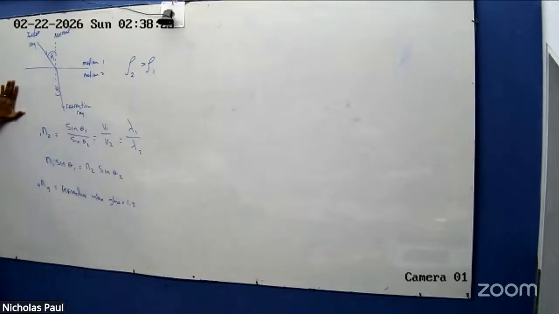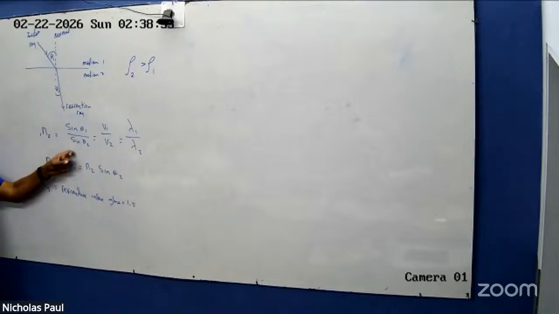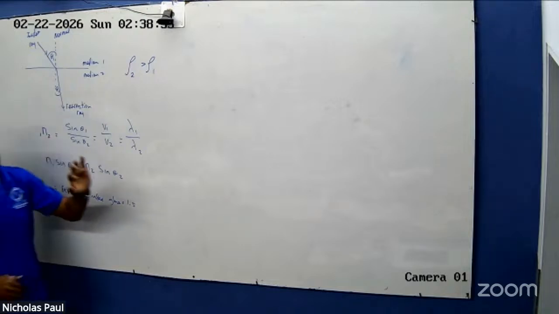So this here is a basic relationship, refractive index. From here, we will do a proof for this in a little while. But before we do that, let's just go over the Form 5 stuff.